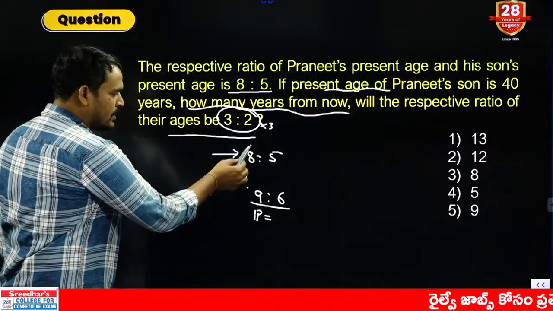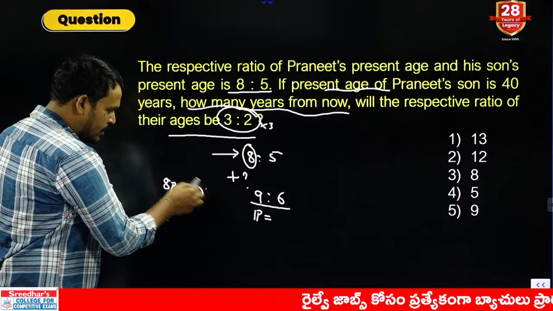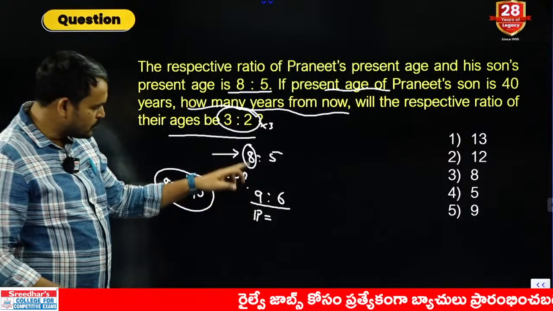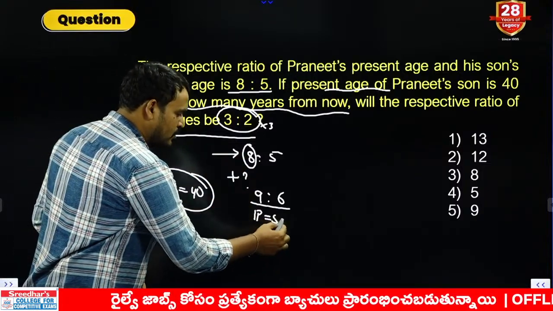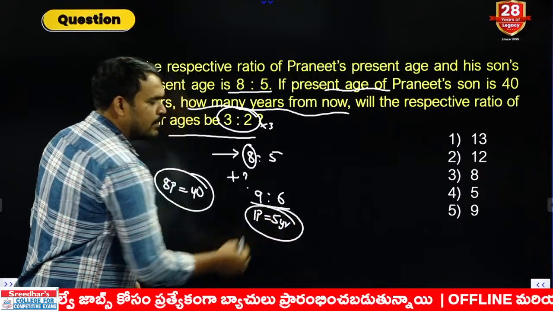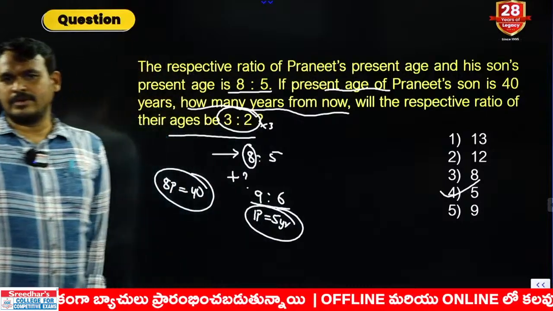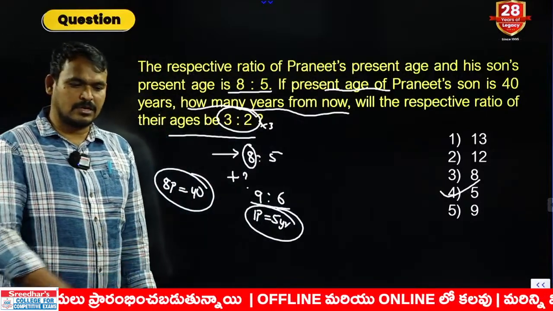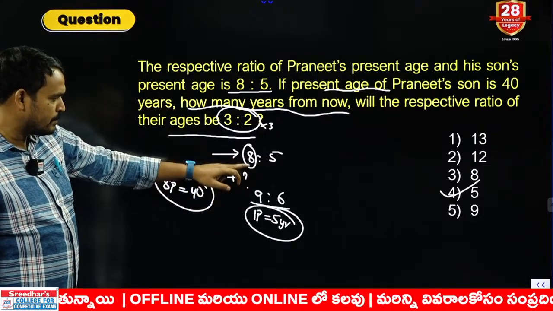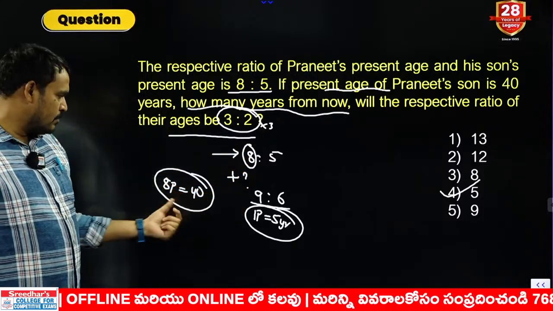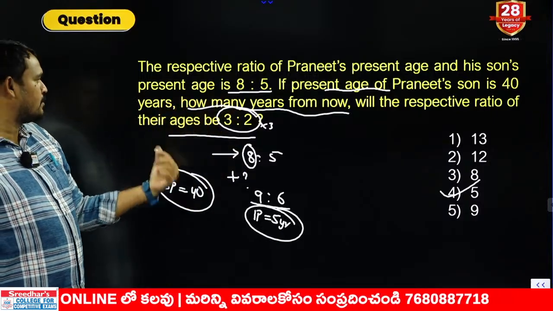And in the question, the present age of Pranith is how much? 40 years. What is Pranith's present? 8 parts. 8 parts is how many years? 40. But required after how many years means how many parts are increased? 1 part. 8 parts are 40, then 1 part is how many years? 5 years. And we already know the difference between two persons, whether present, past or future, is always the same. And here from present to future, each one is increased by how many parts? 1 part.